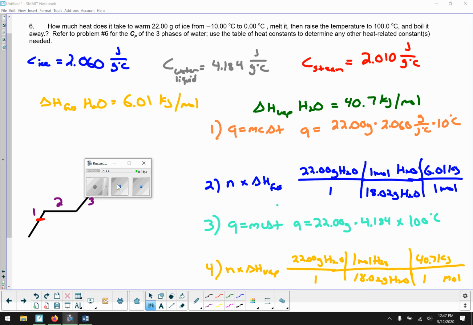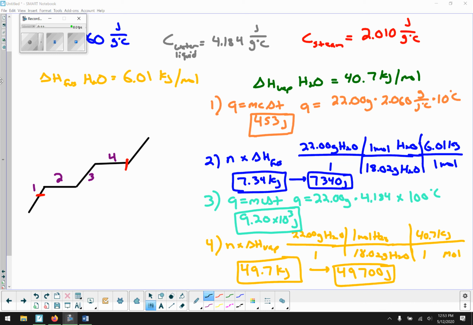And I'm going to do that. One thing to be careful of, some of these are going to be in joules and some of these are going to be in kilojoules, so you have to make sure to convert them to common units.